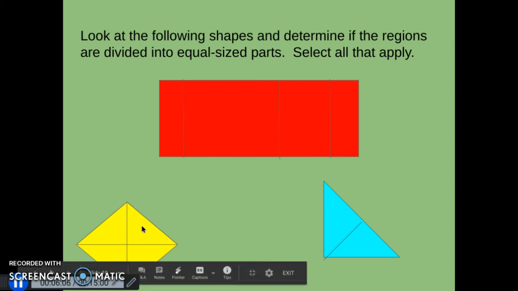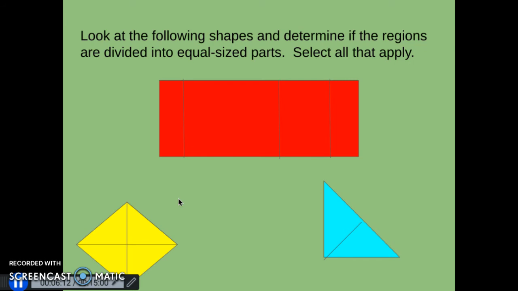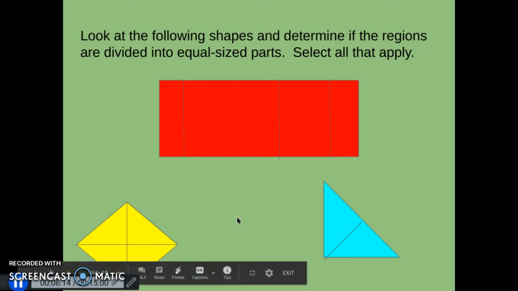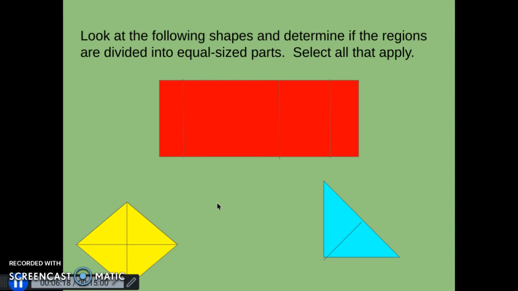The next shape that you see is a rhombus. This rhombus is cut into 4 equal parts, so meaning each part would equal 1/4 if they were equal. And when you're looking at that particular shape, you can see immediately that if I were to fold those, those pieces are equal. So this one would apply, this answer would apply, and each section would be represented by the fraction 1/4.